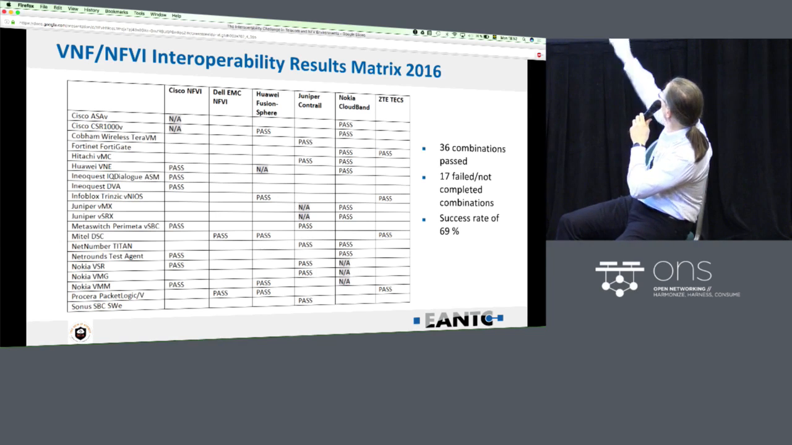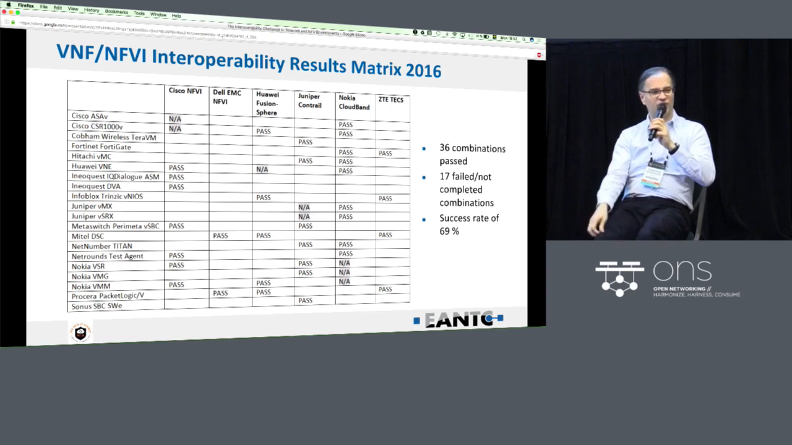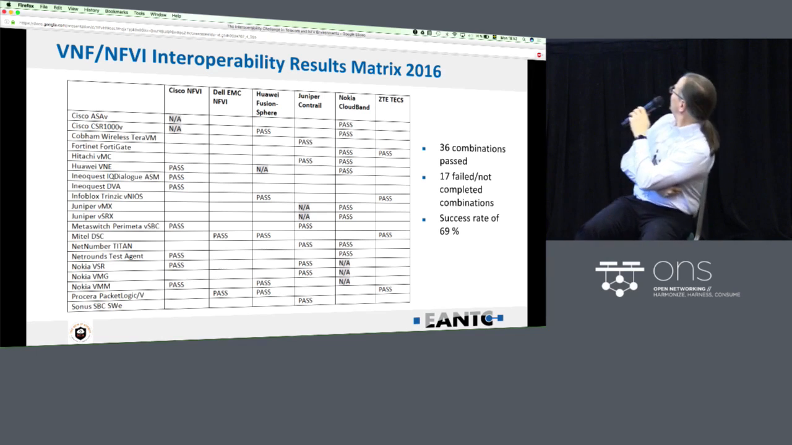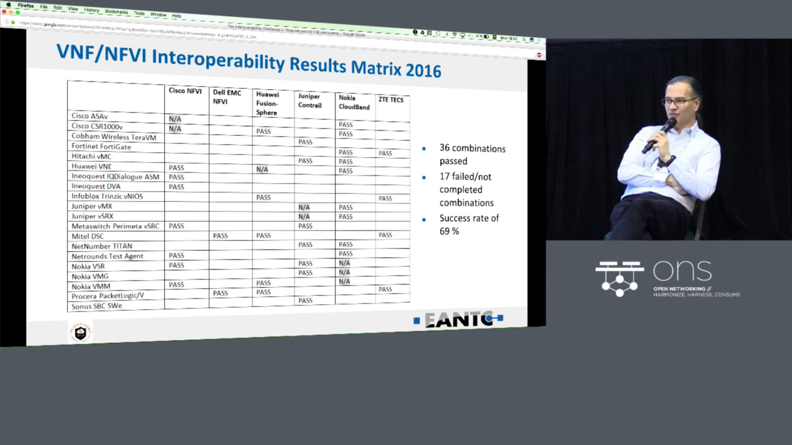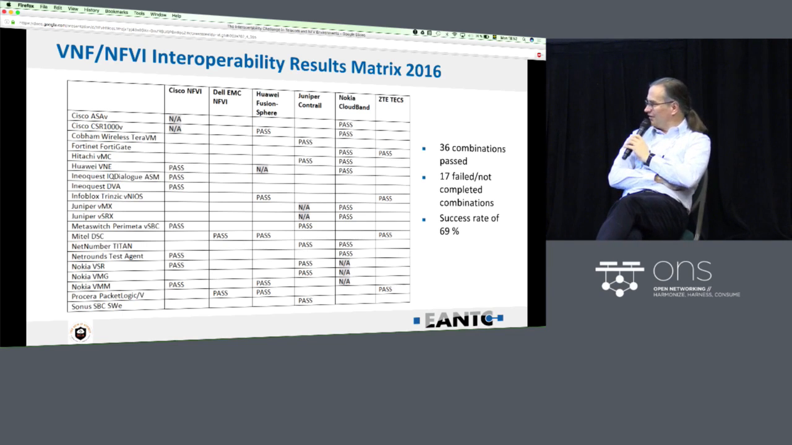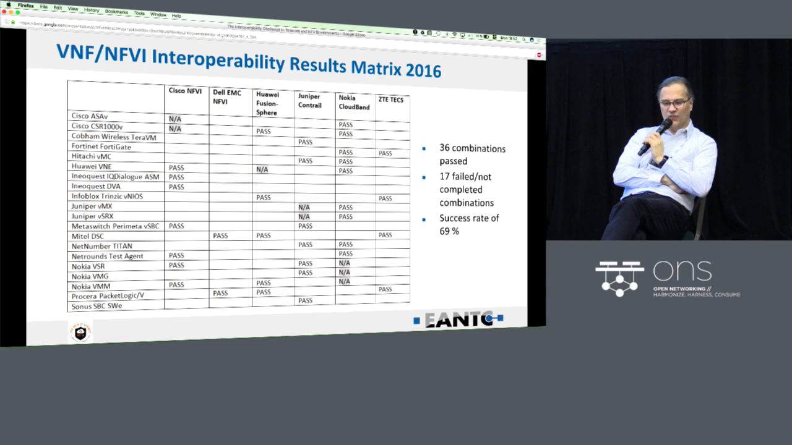So if you look at 36 vendor-to-vendor combinations passed, 17 failed or were not completed due to time constraints, which means vendors didn't completely give up, but they couldn't get things done within the time we had available for them. And that is a total success rate of about two-thirds. I think that's representative as far as I'm concerned.